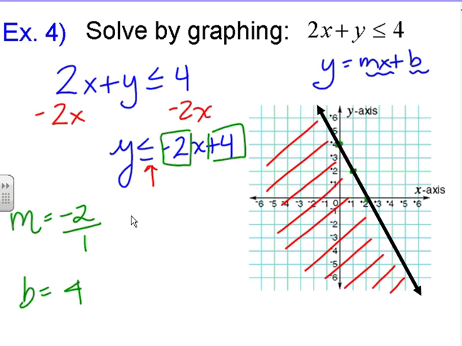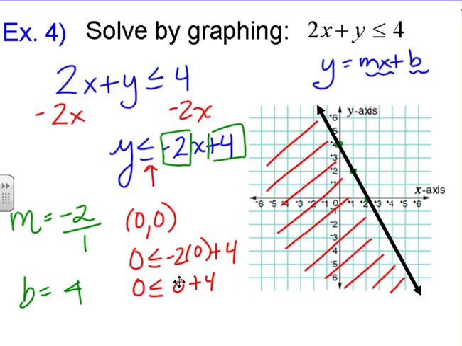Again, we can test the 0, 0 test, and we can say 0 is less than or equal to negative 2 times 0 plus 4. 0 is less than or equal to 0 plus 4, or 0 is less than or equal to 4, and we know that is true as well. So that means that 0, 0, this point right here in the middle, needs to be included, and it is in the shaded region. Okay, let's take a look at something a little bit different.